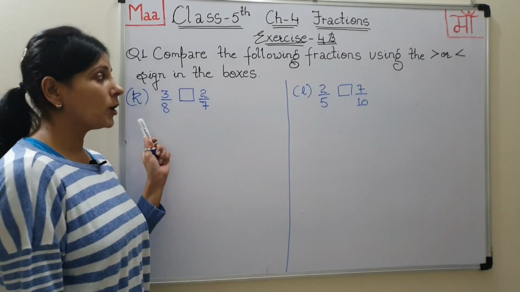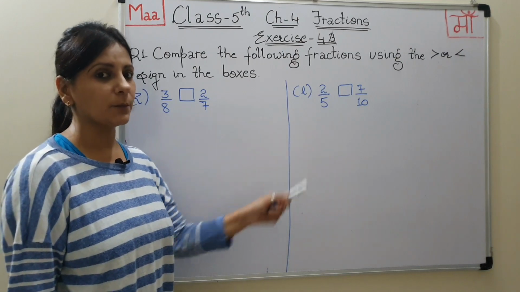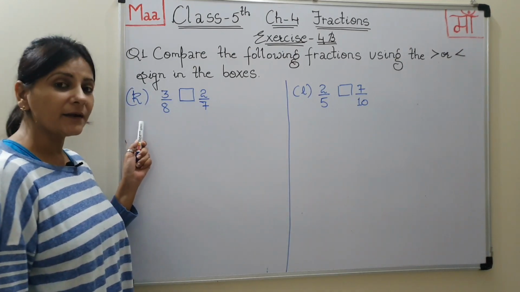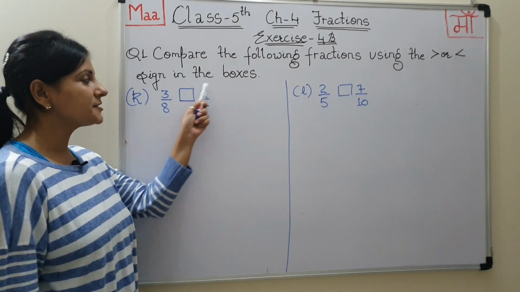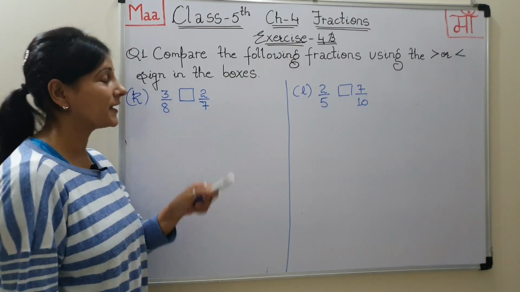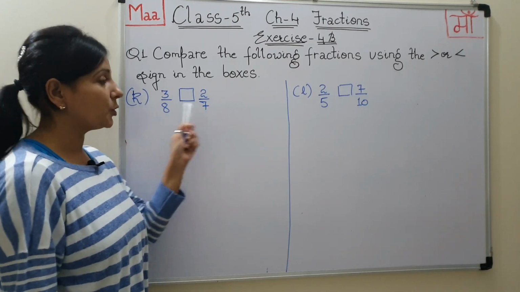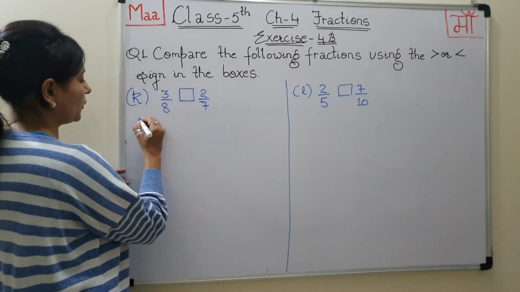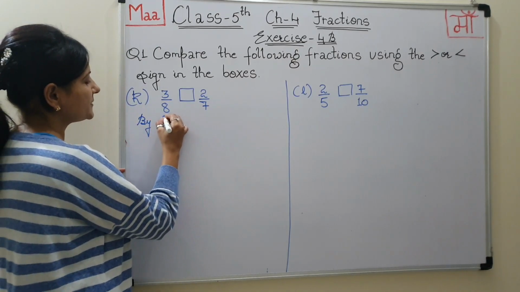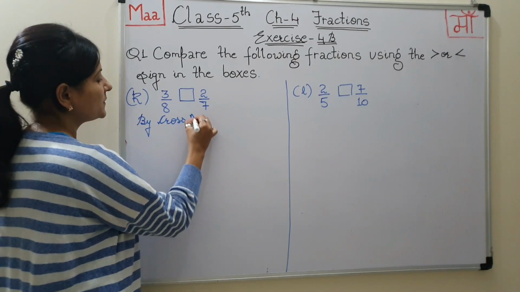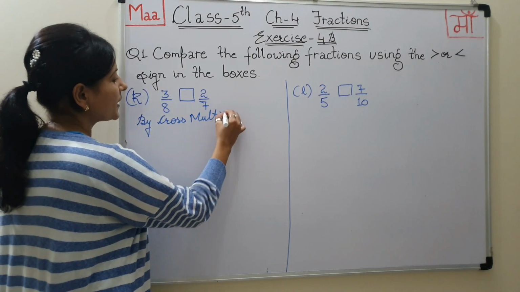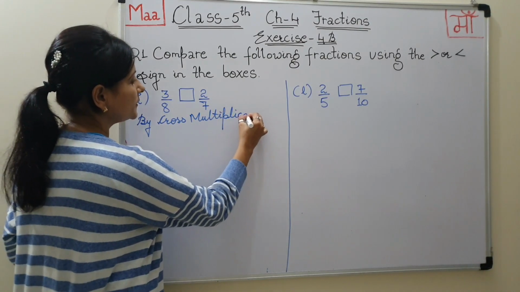Okay, let us move on to the last two parts of question number first, and part K is 3 upon 8, then box 2 upon 7. Again, numerators are different, denominators are different. So we will follow our method of cross multiplication. So by cross multiplication, we will find out that which one is greater.